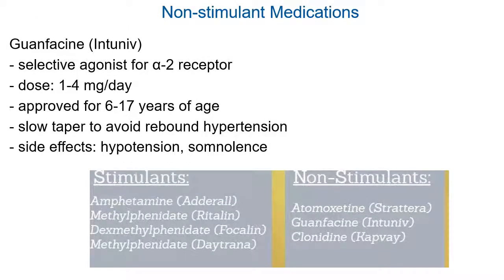Now, guanfacine is another medication, such as clonidine, which is an alpha-2 agonist. It is normally used for hypertension, but can be used in the setting of ADHD. Now, a benefit of this medication is that one of its side effects is somnolence, so it can help the patient sleep at night and lower themselves from that hyperactive state. However, you do want to worry about hypotension, so make sure you're dosing this medication appropriately.